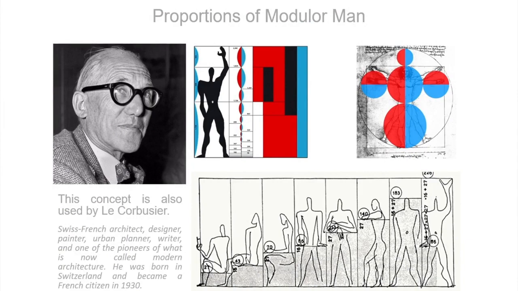We're going to be introduced to Le Corbusier. He was born in Switzerland, considered a Swiss-French architect because he moved and became a French citizen in the 1930s. And we're going to take a look at what is called his Modular Man.